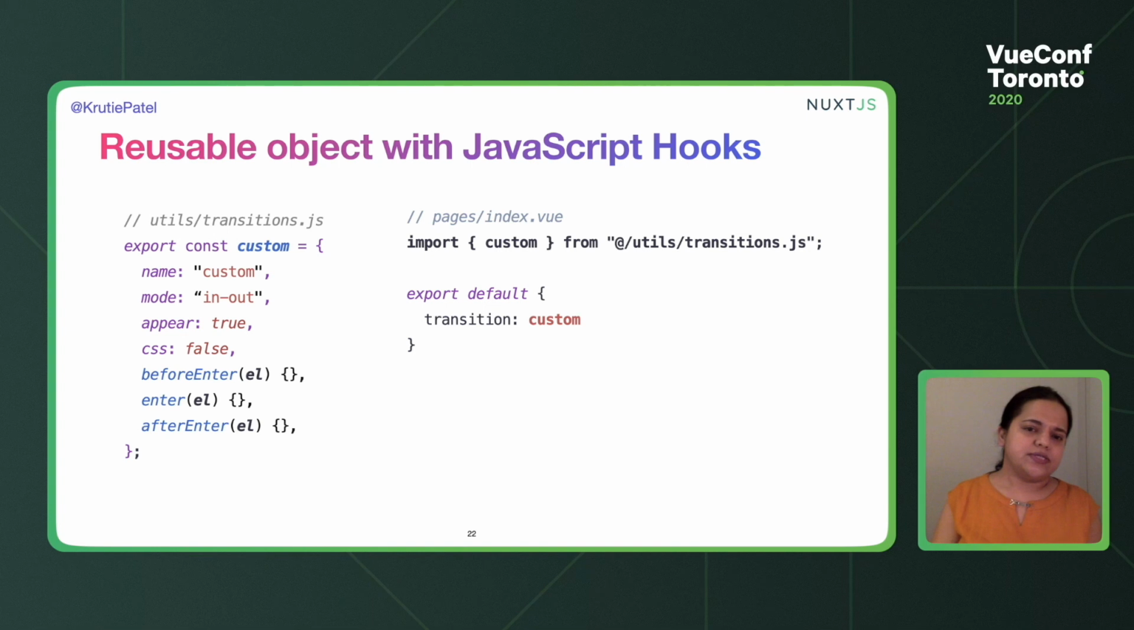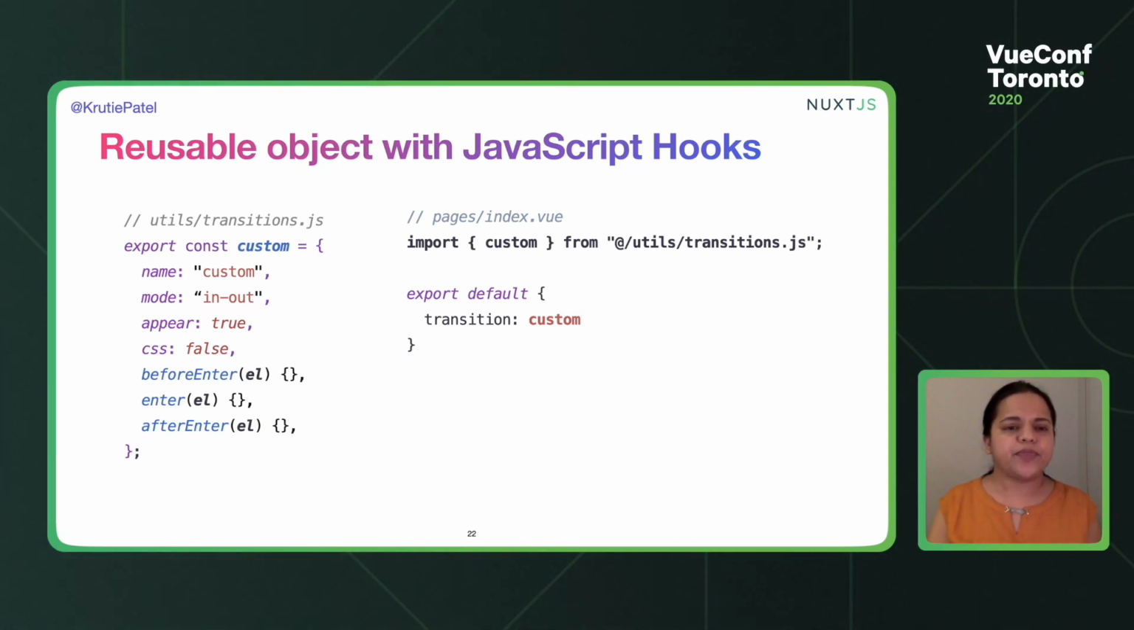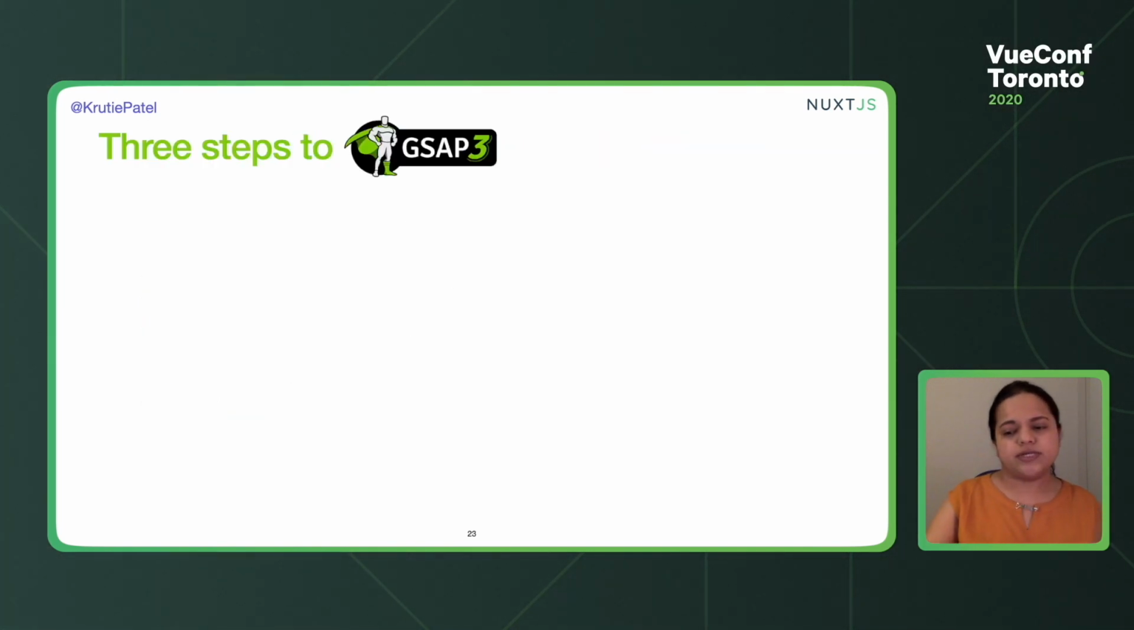Here, when we write transition hooks, we get element as a default argument, and this element is nothing but the root element of your Nuxt page, and we are able to select any children nodes of this root element and animate them using JavaScript animation libraries. So with that in mind, let's see how we can include GSAP in our Nuxt project.